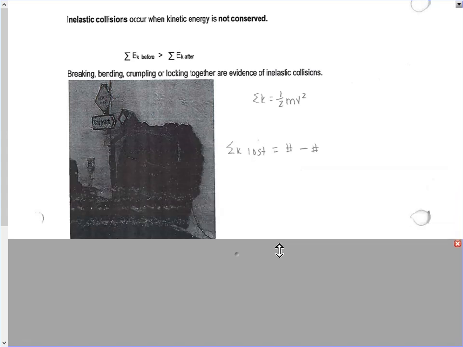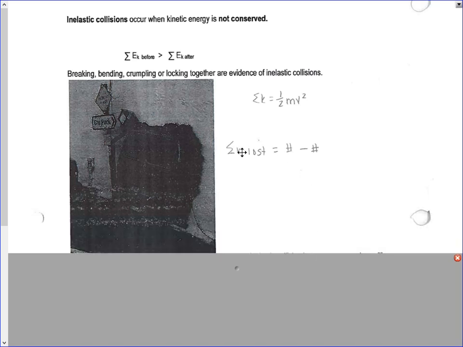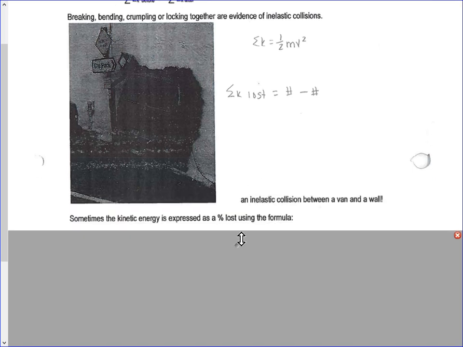We can tell how much has been lost. The kinetic energy lost is equal to the amount of kinetic energy before minus the amount after. It's the difference between the two amounts.